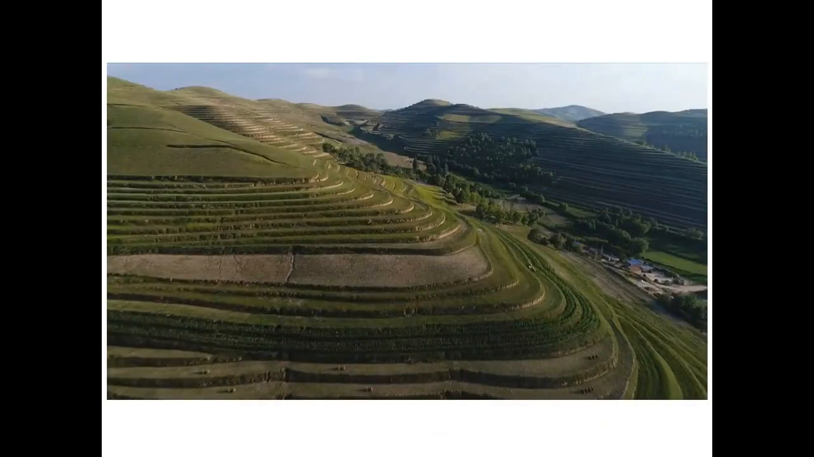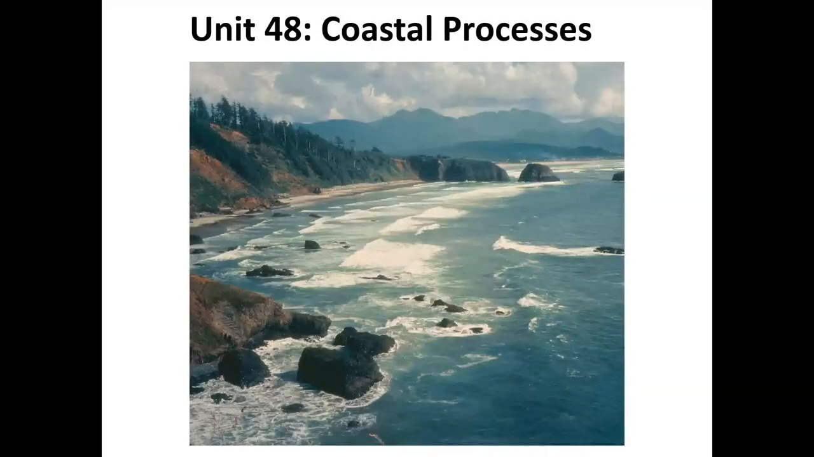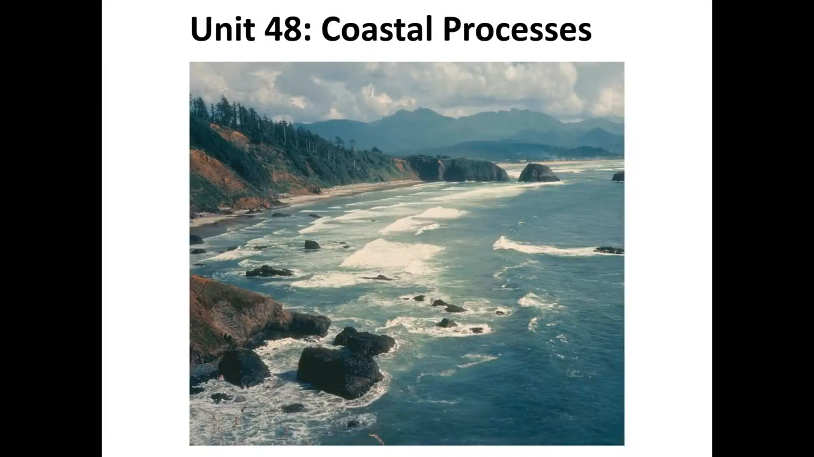China has a huge loess plateau in the northwest part of China. It's provided them with a lot of very good farmland. Sometimes these layers of loess can be hundreds of feet thick before you get to the bedrock. So it's been a big advantage for China to have large amounts of rich farmland in the eastern and northern parts of their country. So, coastal processes.